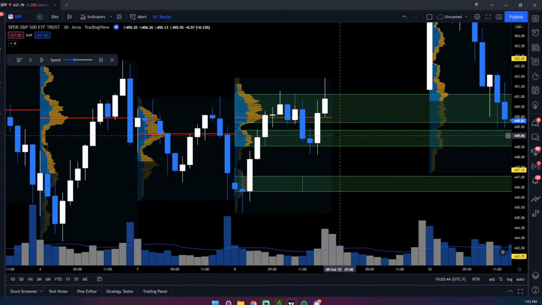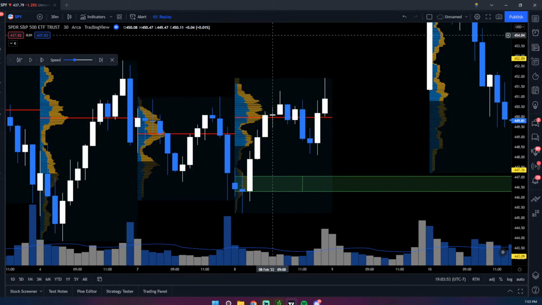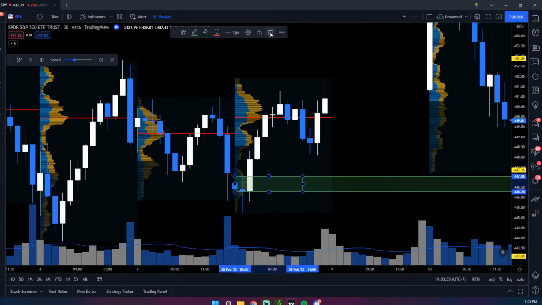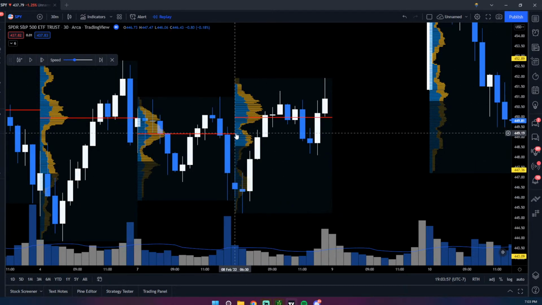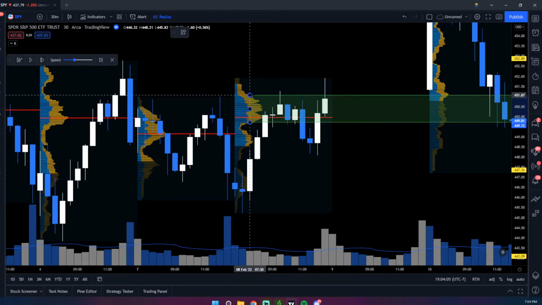So that's how I try to use volume profile during the trading day. The only thing is I don't draw boxes around it when I'm trading. I draw boxes after the market's closed. So on this day, I would grab roughly 50%, so everything from here to about here and back.